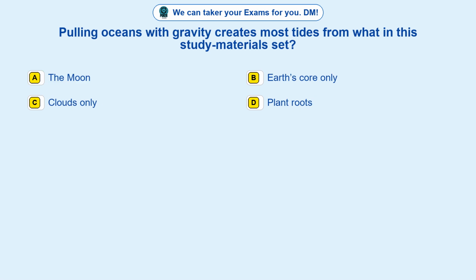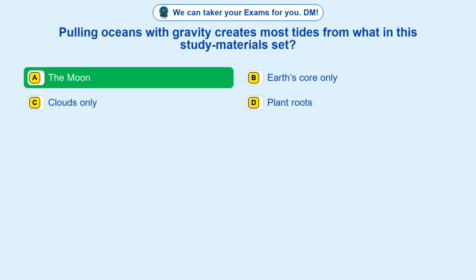Question 91. Pulling oceans with gravity creates most tides from what in this study materials set? Option A. The moon. Option B, Earth's core only. Option C, clouds only. Option D, plant roots. The correct answer is option A.